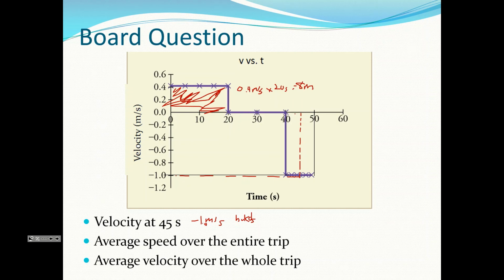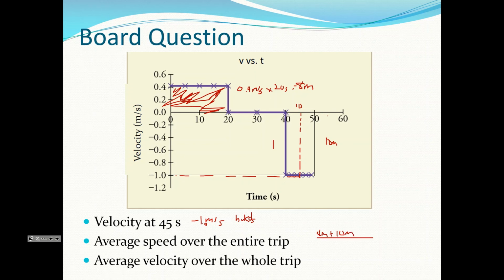And then here we're stopped. So this section has a base of 10 and a height of 1. So it looks like they moved 10 meters. 10 times 1 is 10. So my average speed is going to be 8 meters plus 10 meters divided by my total time.